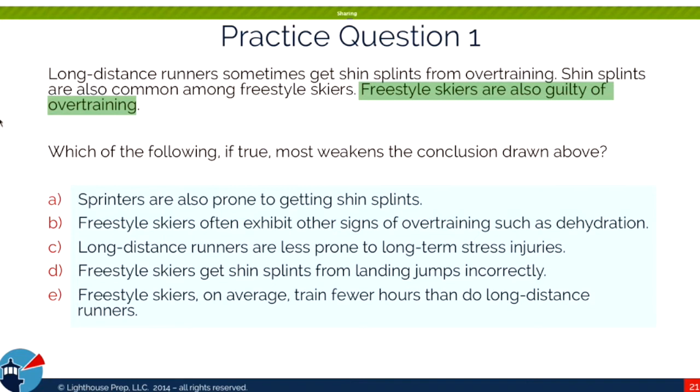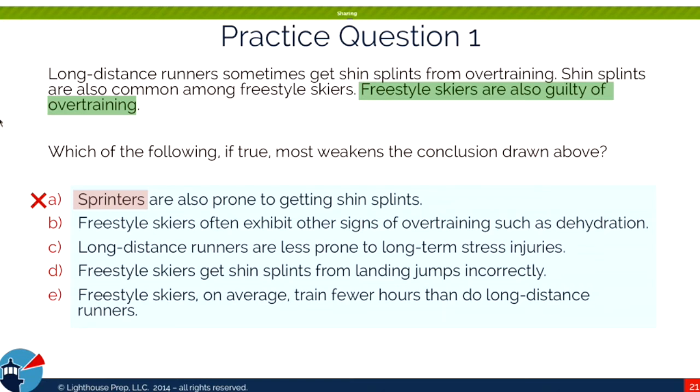Let's start with answer choice letter A. A says sprinters are also prone to getting shin splints. Well, remember what our objective here is: to weaken the conclusion. Our conclusion is that freestyle skiers are also guilty of overtraining. Well, sprinters has nothing to do with that. So we would eliminate this just because it doesn't affect whether or not freestyle skiers are overtraining. So we eliminate that.